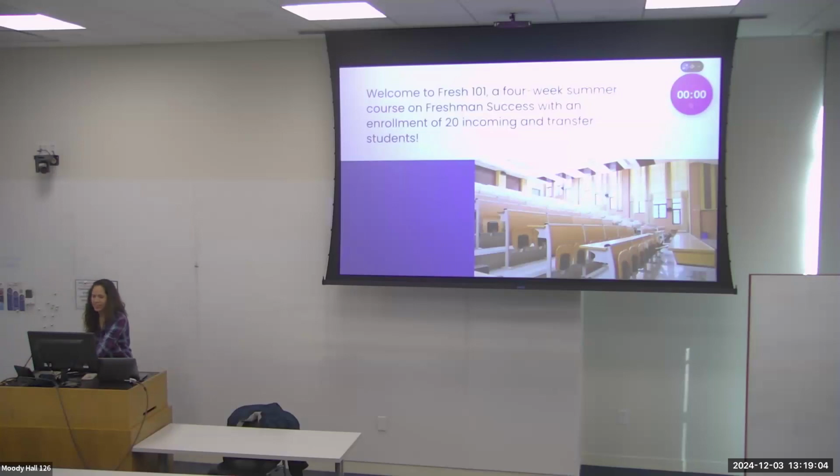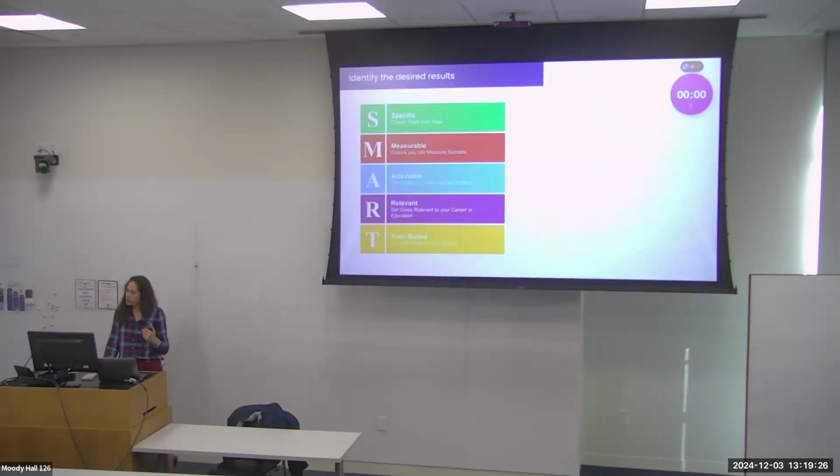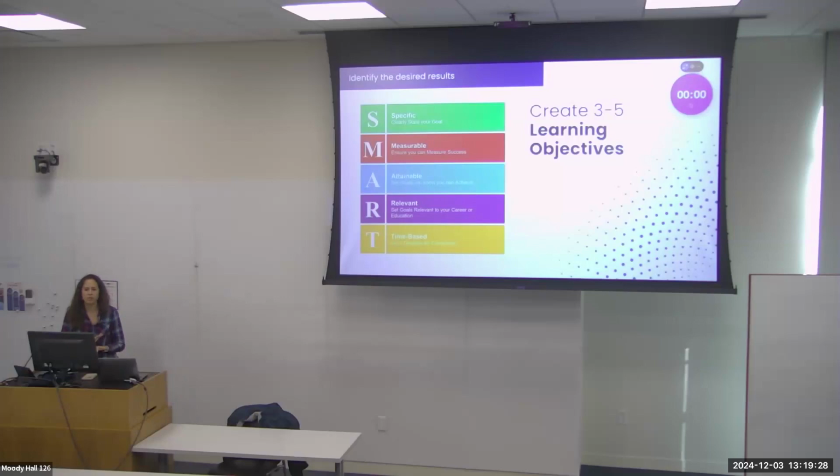So, okay, we have this Fresh 101. It's a 4-week summer course on freshman success. So imagine that you are an incoming freshman student: what are the things that you need to do? We're going to be designing this freshman success course, and they're incoming and transfer students, so lower level students, so we can figure out together what are the things that students need to know. So the very first step, right? We're going to identify the desired results.